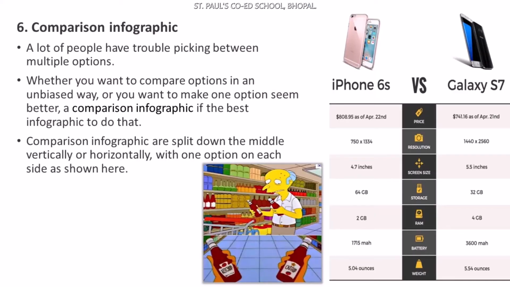Our next type of infographic template is the comparison infographic template. A lot of people have trouble picking between multiple options as shown in the figure. Whether you want to compare options in an unbiased way or you want to make one option seem better, a comparison infographic is the best infographic to do that. Comparison infographics are split down the middle vertically or horizontally with one option on each side as shown here.